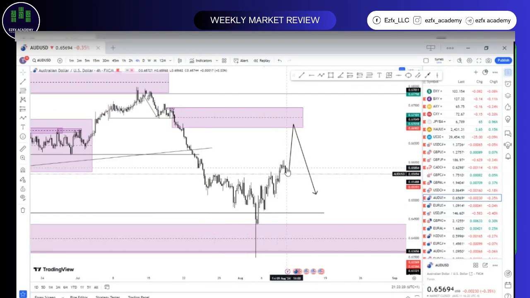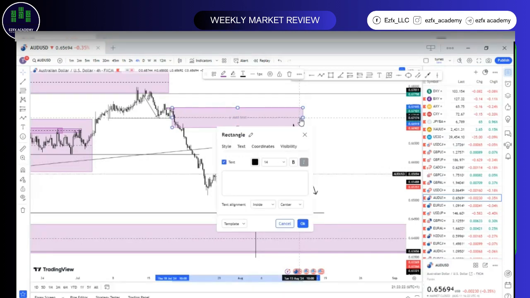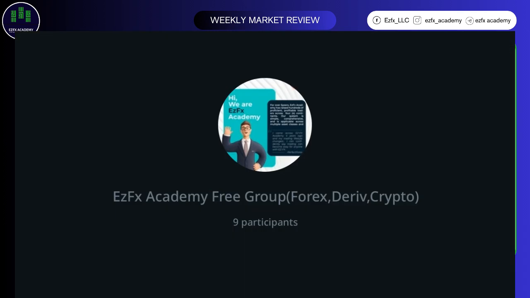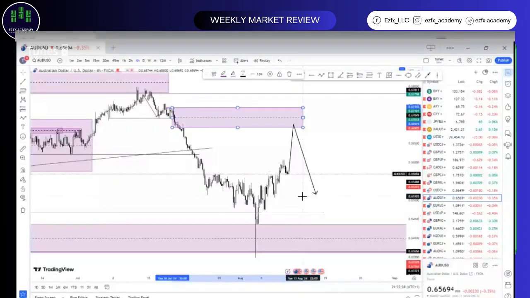So I'm watching out for price to come as far up as here, the coordinates being between 0.67445 and 0.66919. Again, between 0.67445 and 0.66919. That'll be my current supply zone on AUD/USD. So I want to watch out for price to go as far up as there before we get to see our proper sell on AUD/USD.